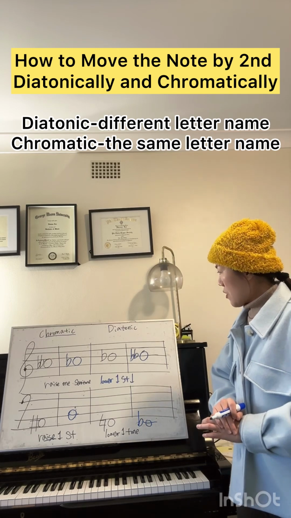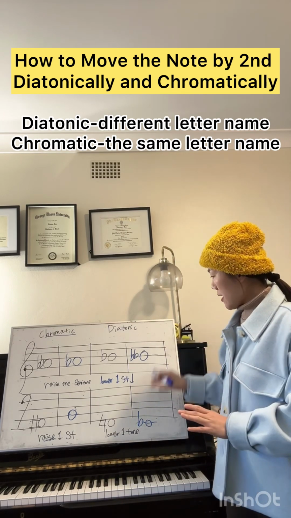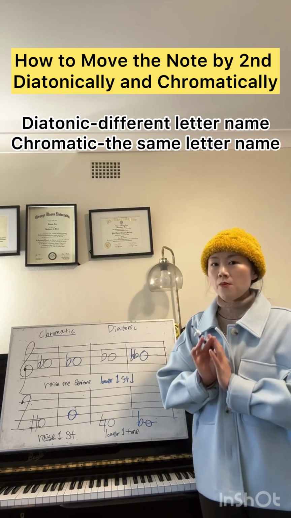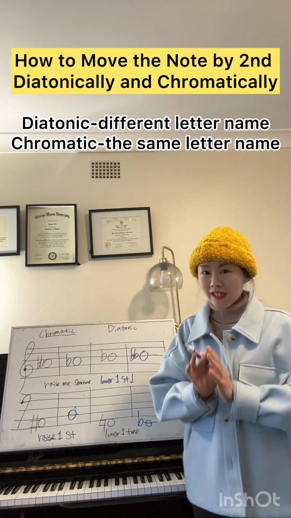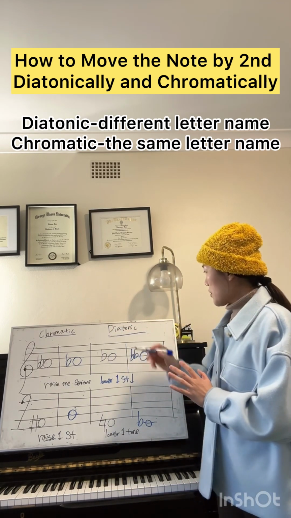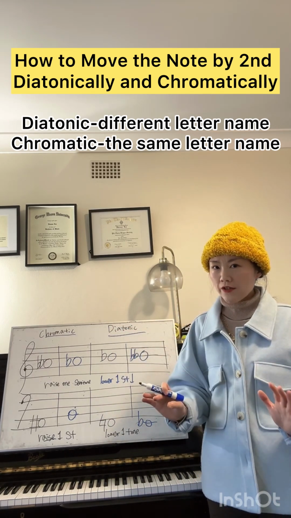Alright, so that's how we move the notes by second diatonically and also chromatically. Chromatic means you have to use the same letter name to indicate the note. When you're moving the notes diatonically, you have to use a different letter name to indicate the note.